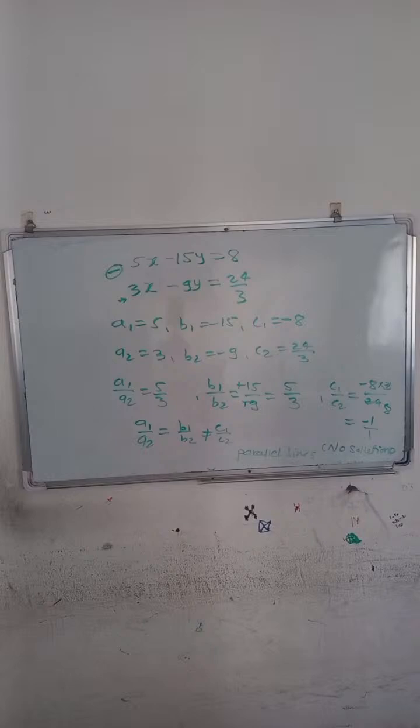Write down the next question. 19x minus 17y is equal to 55. Write down.